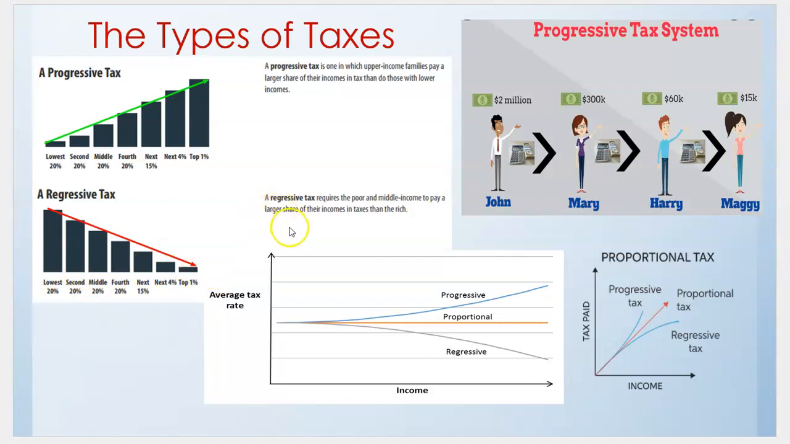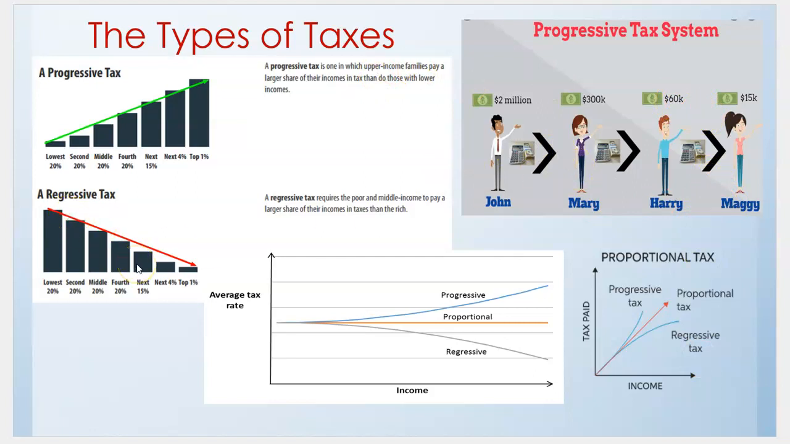A regressive tax requires the poor and middle income to pay a larger share of their incomes in taxes than the rich. So regressive taxes are obviously going to be more controversial. So let's look at this progressive up here a little bit. John pays more than Mary because John's income is $2 million and hers is $300,000. Mary pays more than Harry because her income is $300,000, his is $60,000. Harry pays more than Maggie because he makes $60,000 and she's just $15,000. That is ability to pay.